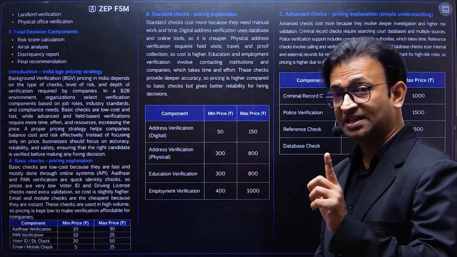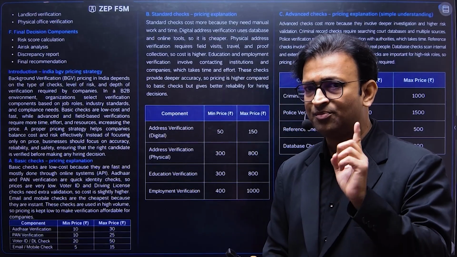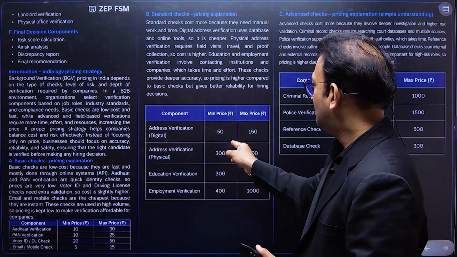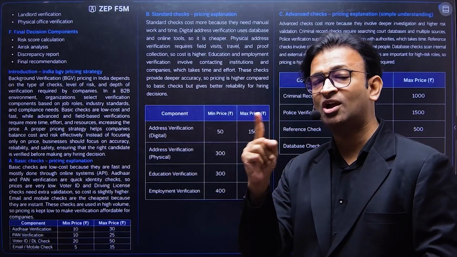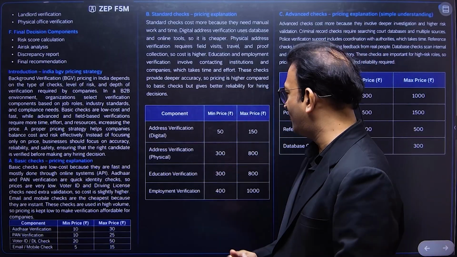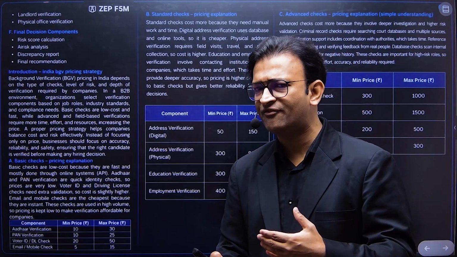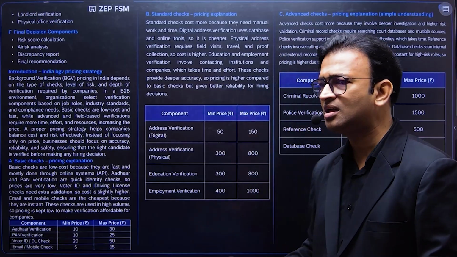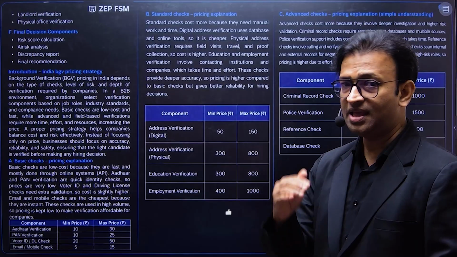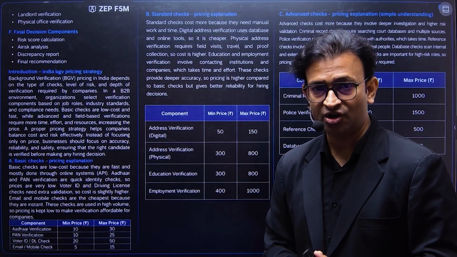Address verification physical, of course, like I mentioned, is not online, but physical effort, time, proof and pictures are all required. That is why the cost is a little higher, in the range of 300 to 800 depending on the volume of references received. And education verification, of course, contacting the universities by email and phone requires a lot of time and effort, so the price range is 300 to 800. And employment verification is the highest, in the range of 400 to 1000 Indian rupees.